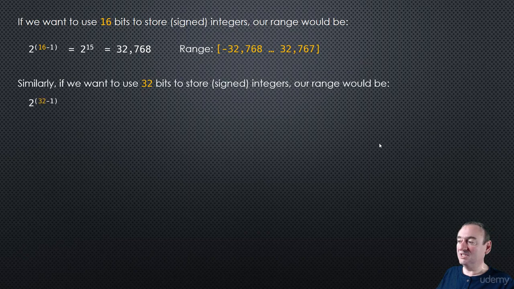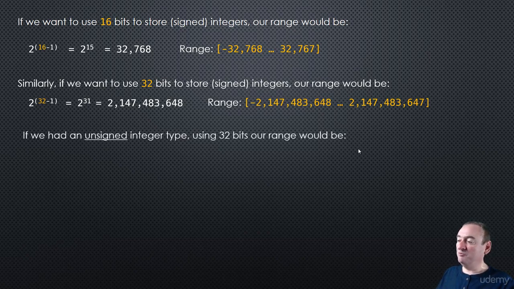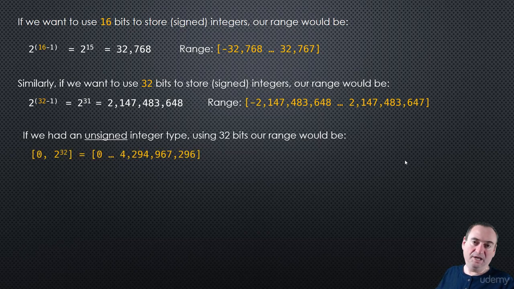What about 32 bits? Well, we do the same calculation and we end up with this range, minus 2 billion something to 2 billion something. Now, if we had an unsigned integer type, our 32-bit range would be a lot larger, right? It would basically double up because we're not dealing with the negative numbers. We'd start at 0, and so therefore we expand to the right here, as we'd seen in the beginning of the video.